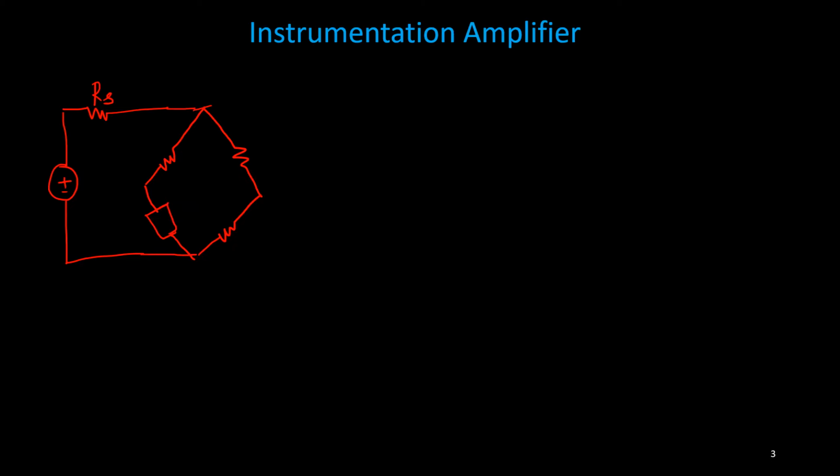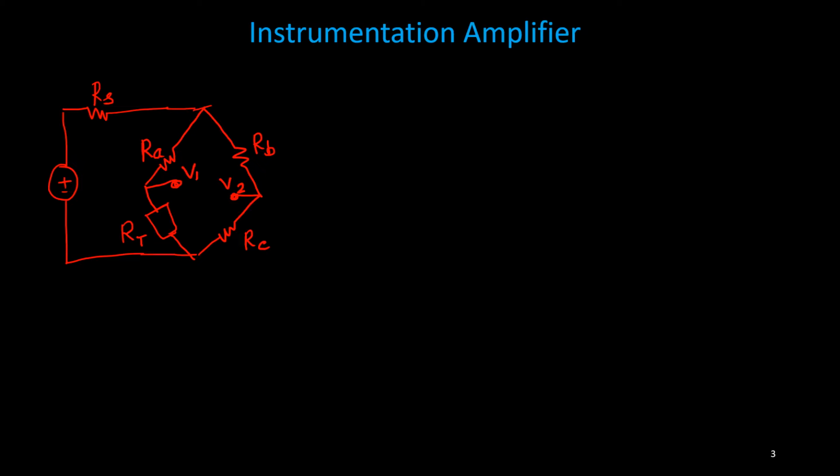So this resistance is RA, RB, RC, and this sensor, suppose I am considering one thermistor, I'll call it RT, R sub T. So this output and this output, this is suppose V1 and this is V2.